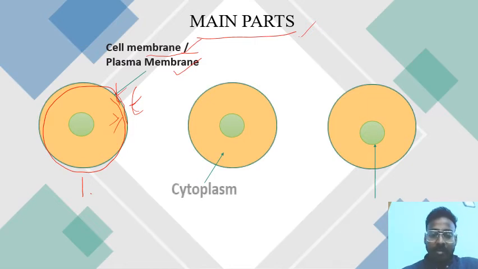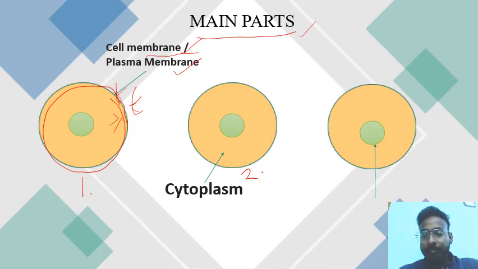Now in the second diagram you can see this is the cytoplasm. Cytoplasm looks like a jelly-like substance or fluid which contains the organelles of the cell. We will discuss cell organelles in our upcoming classes also.